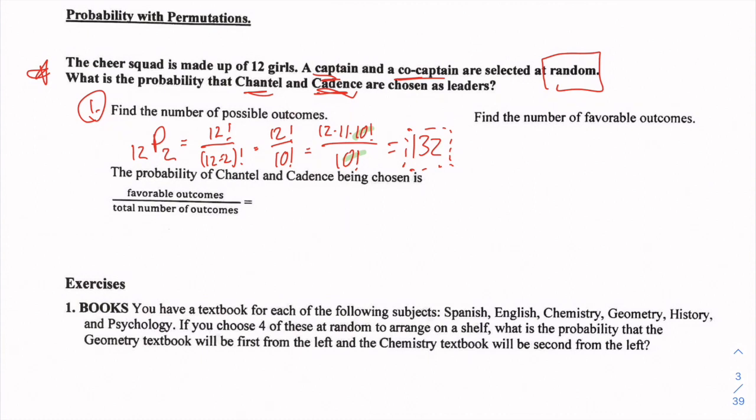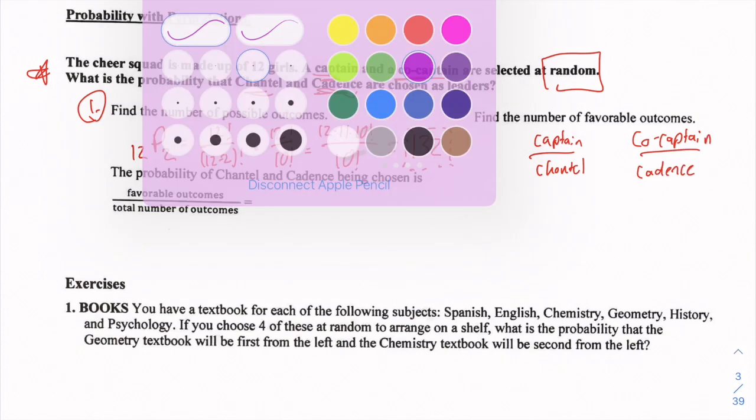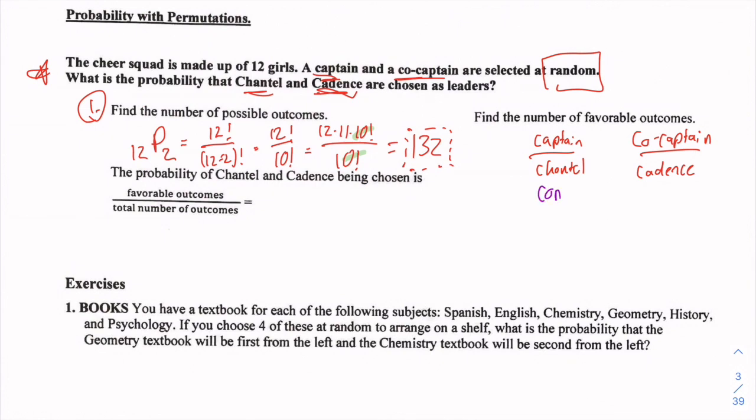Find the number of favorable outcomes. There's actually 2 outcomes that you want. The captain can either be Chantel, and if she's the captain, Cadence is the co-captain. So that's one way. And what's the other way? The other way is if you switch them. Cadence is captain and Chantel is co-captain. So there are 2 ways that we want.